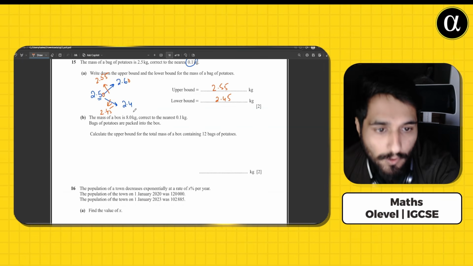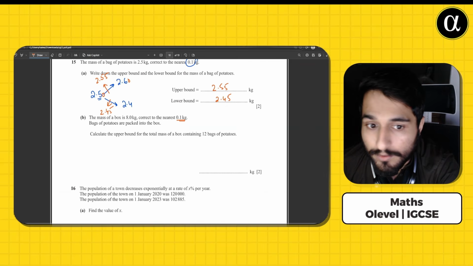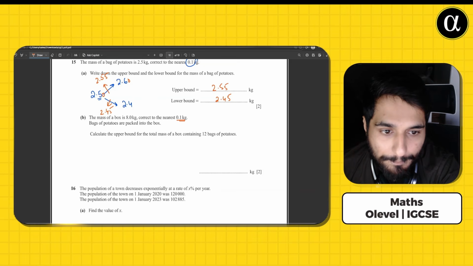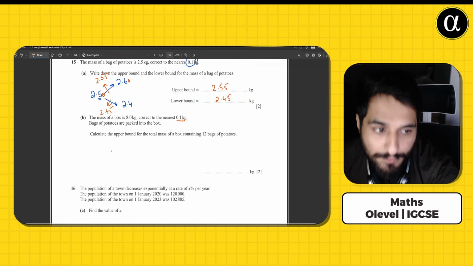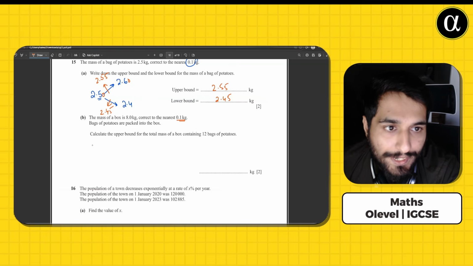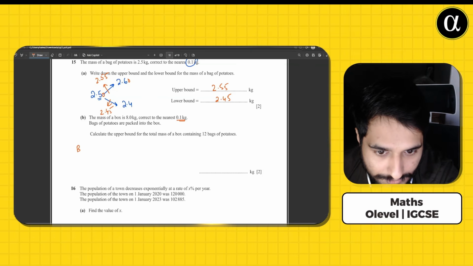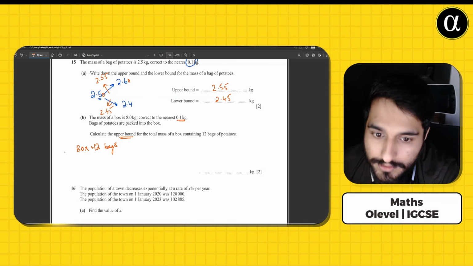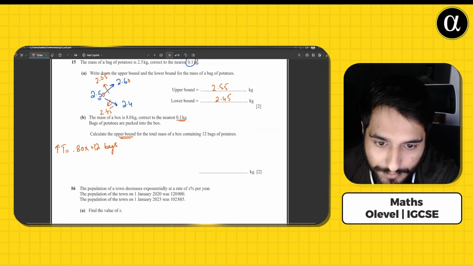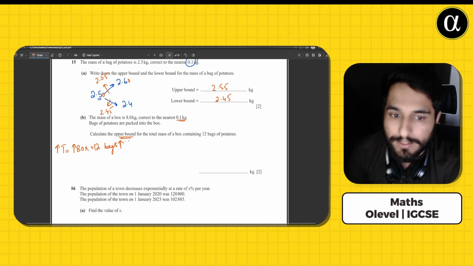Part B says the mass of a box is 8 kgs, correct to the nearest 0.1 kg. This is also rounded off. It says bags of potatoes are packed into the box. Calculate the upper bound of the total mass of a box containing 12 bags of potatoes. Now, what this means is that there's a box plus 12 bags. And since I want the upper bound of the total, I'll have to calculate the upper bound of the box and the upper bound of the bags multiplied by 12.